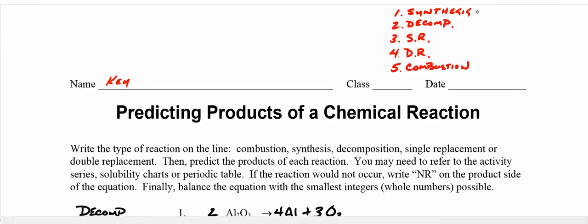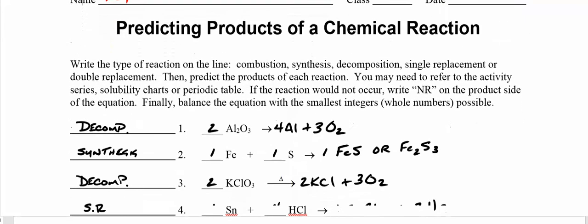So remember, in synthesis, we put things together. In decomposition, we tear them apart. In single replacement, we have one thing, one element, for example, and one compound on the left side. On the left side of a double replacement, we're going to have 2 compounds. And combustion, you remember, is going to have a hydrocarbon and oxygen on the left-hand side. So we're going to choose from these types of chemical reactions in naming the chemical reaction, but also determining the product. So let's go ahead and get started.